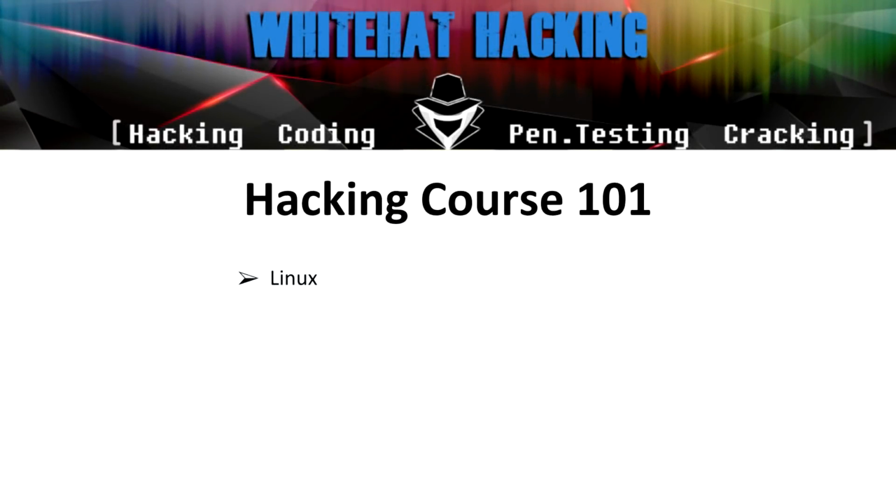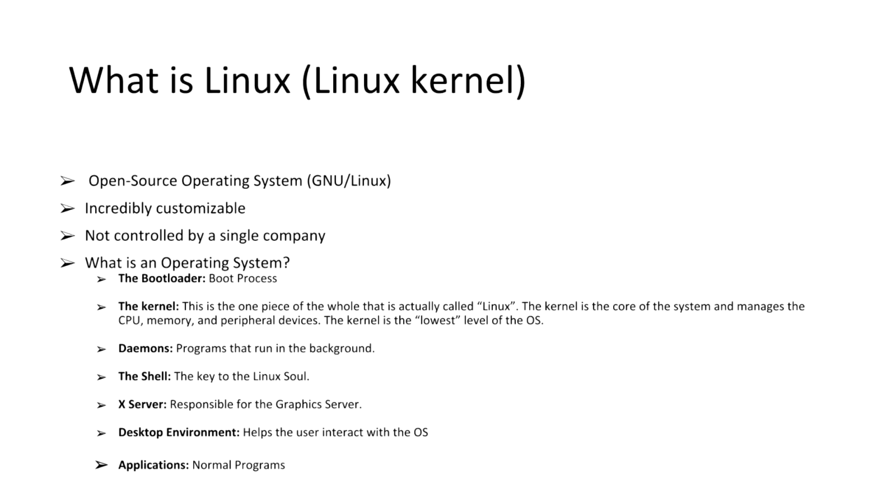Today's topic is Linux. What is Linux? Linux is an open source operating system. It was created in the 90s and it's still present everywhere, from your phones to your cars to your refrigerators to supercomputers, even in the stock exchange. It's one of the most reliable and secure operating systems in existence. It's incredibly customizable, as we will see later on. It's not controlled by a single company. Since it's open source, everyone is allowed to contribute to it.